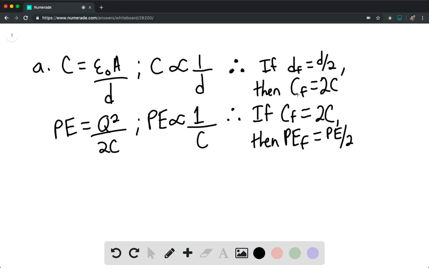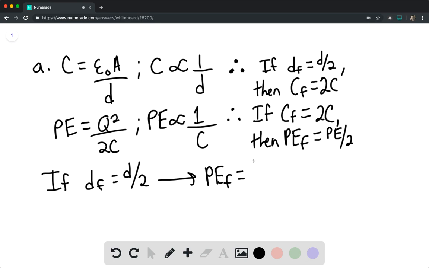So if the separation of the plates is halved, so if d final equals d over 2, then potential energy final equals potential energy over 2. So that would be for part A. If the separation is halved, that means that the potential energy is halved as well.